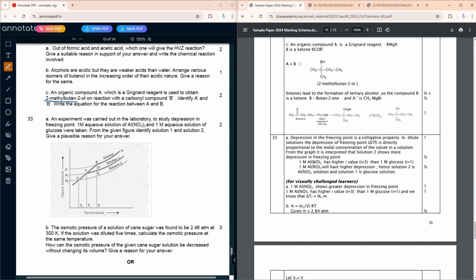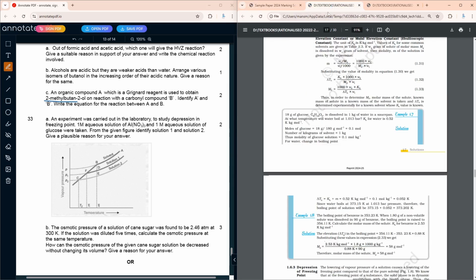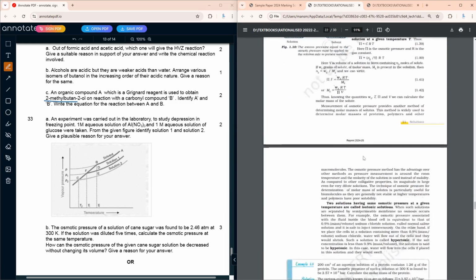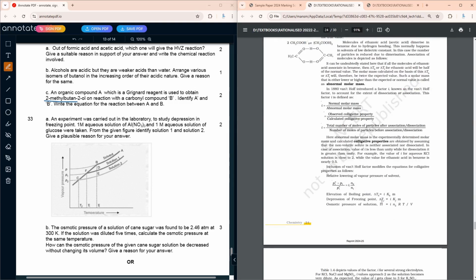For the AlNO3 the value of i is 3. So because of the higher value of the Van 't Hoff factor, there is going to be a higher depression in freezing point. This is also because, notice, in the equation you have delta Tf is equal to Kf m. So delta Tf is directly proportional to the value of i. So when you have a higher value of i, this in turn means that the depression of freezing point is much higher, or the temperature itself is lower.